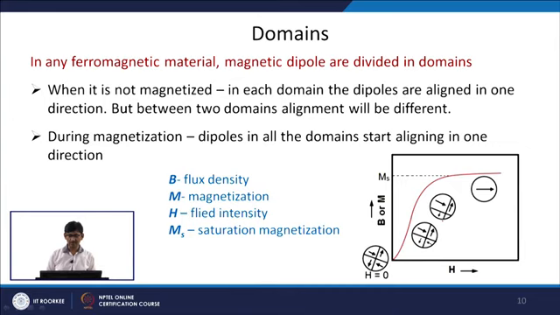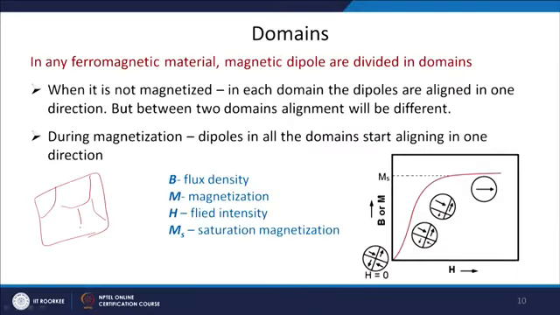In any ferromagnetic material, we will now consider basically ferromagnetic materials only here. Magnetic dipoles are divided into domains. If you take any material, there will be some domains, like grain boundaries or grains, in the material, where in one domain the dipoles will have one type of alignment. In another domain they may have a different alignment, for example, and maybe in another domain another alignment and so on. These are not grain boundaries, these are domain boundaries.